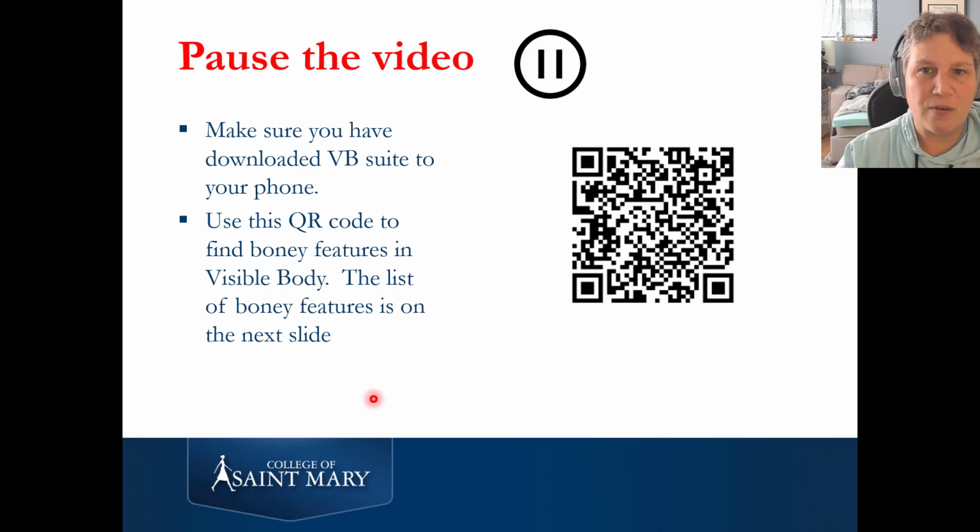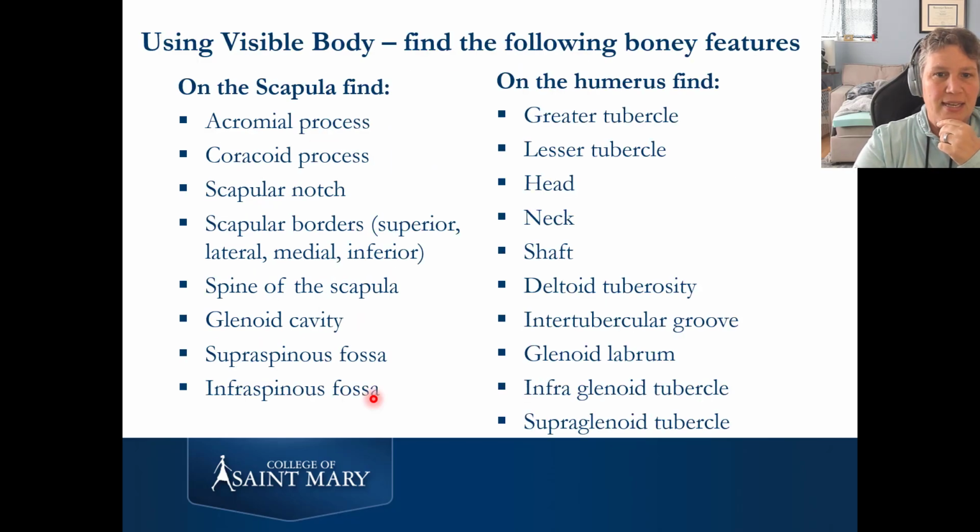Okay. So now what I'd like you to do is pause the video and take a look. Go ahead, use your phone to get Visible Body on your phone so that you can be brought right to the shoulder, and you can look up these next bony features. I won't go over these here, but you'll be able to see each of these. You're going to look up all of these on the scapula and on the humerus. Take some time and go through that before you move forward.